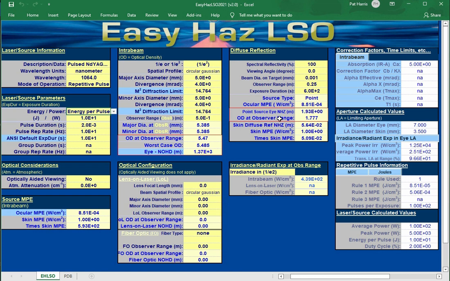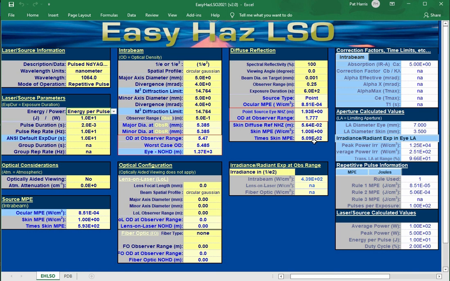We see we have a point source NHC of 1.9 meters, almost 2 meters. So you can see this is a laser with this kind of pulse has quite a diffuse reflection hazard. The OD at observer range is about 1.8. The skin NHC is, well, it's not too bad. A little over 5.5 centimeters.